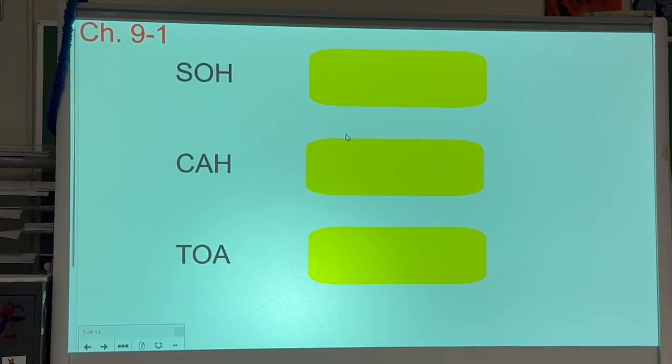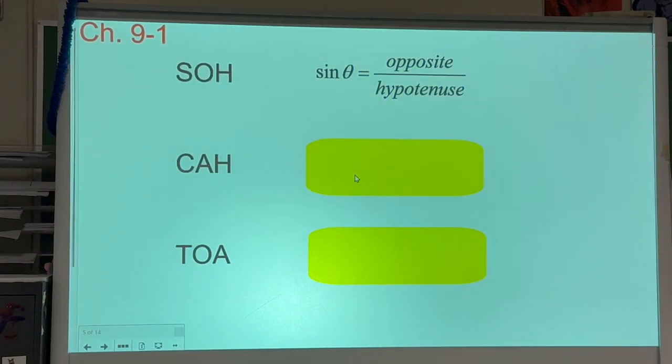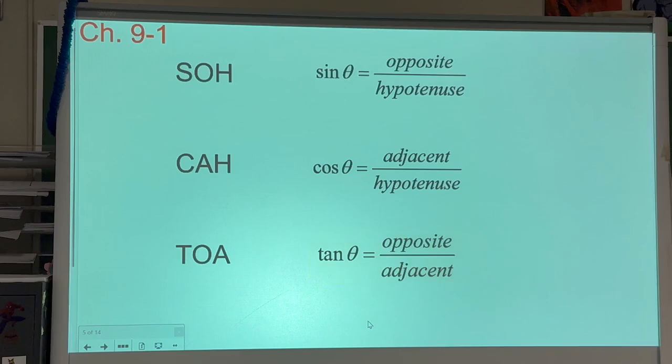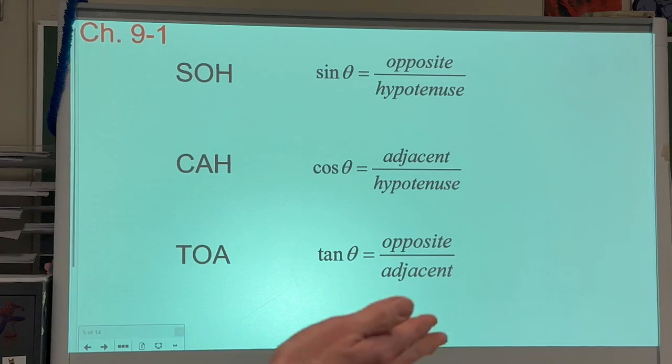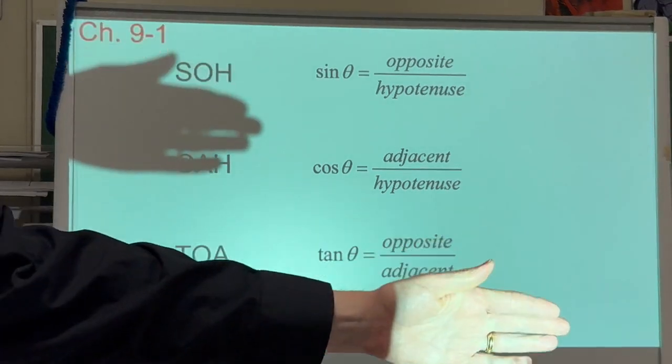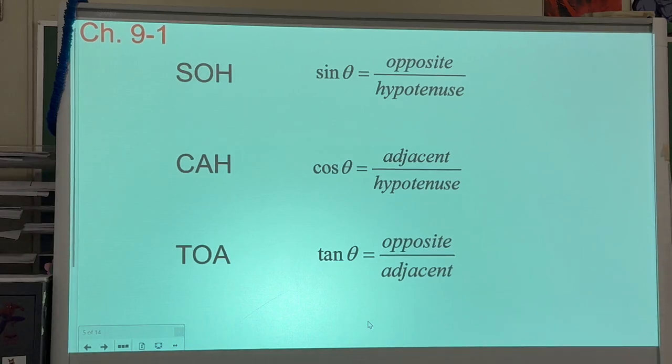Welcome back. Chapter 9, Section 1. SOHCAHTOA. We know that SOHCAHTOA stands for sine is opposite over hypotenuse, cosine is adjacent over hypotenuse, and tangent is opposite over adjacent. Nothing new there. You should have those in your notes already. But if you simply know SOHCAHTOA, you don't have to write all those out. You just have to understand what they mean.